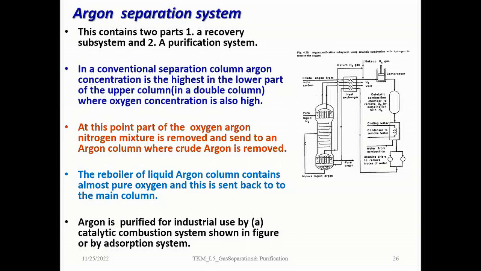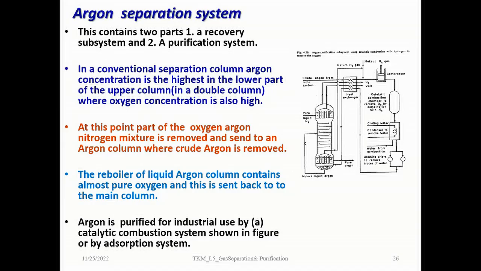part of the oxygen-argon mixture is removed and sent to an argon column where crude argon is recovered. The reboiler of the liquid argon column contains almost pure oxygen, and this is sent back to the main column. Argon is purified for industrial use by catalytic combustion, which is shown in the figure, or also sometimes by adsorption.